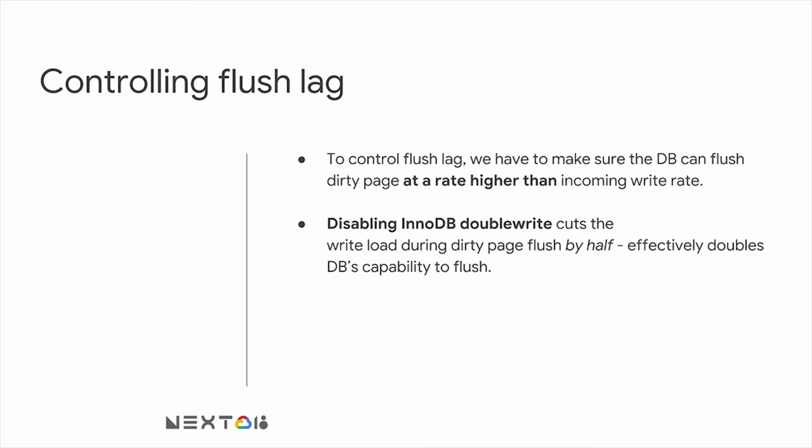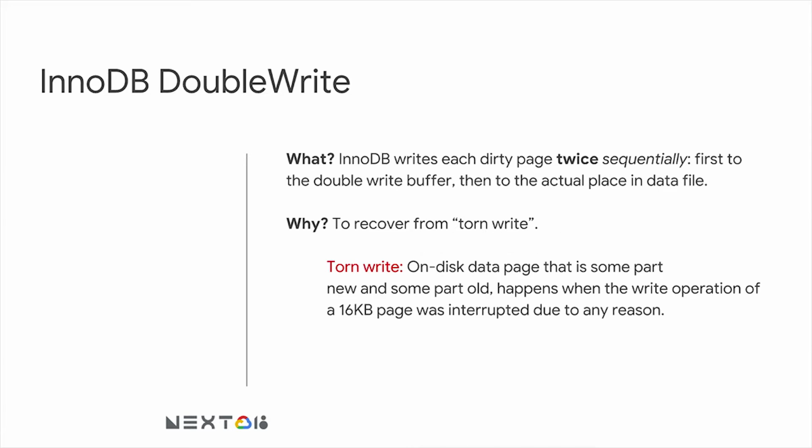There are two angles to tackle this problem. One is, if you stop incoming writes, you have zero writes, then you will not have flush lag. But that's not acceptable. We want to make sure that our instance can support as high an incoming write rate as possible. So the next angle is to make sure the database can flush dirty pages as fast as possible. There's a concept called InnoDB doublewrite. Obviously, if you disable doublewrite, you basically cut the write load during dirty page flushing by half, essentially doubling the rate at which the database can flush dirty pages. Now we're going to talk more about what InnoDB doublewrite is on the next slide.